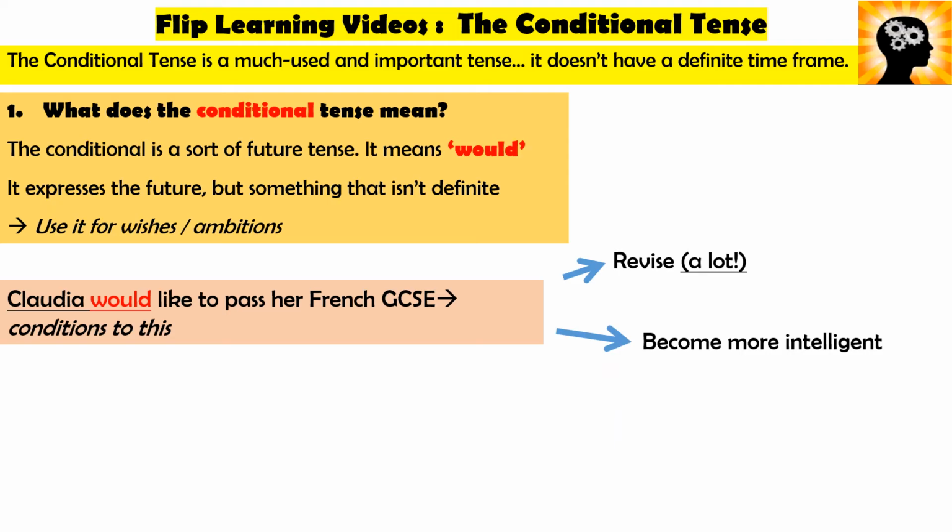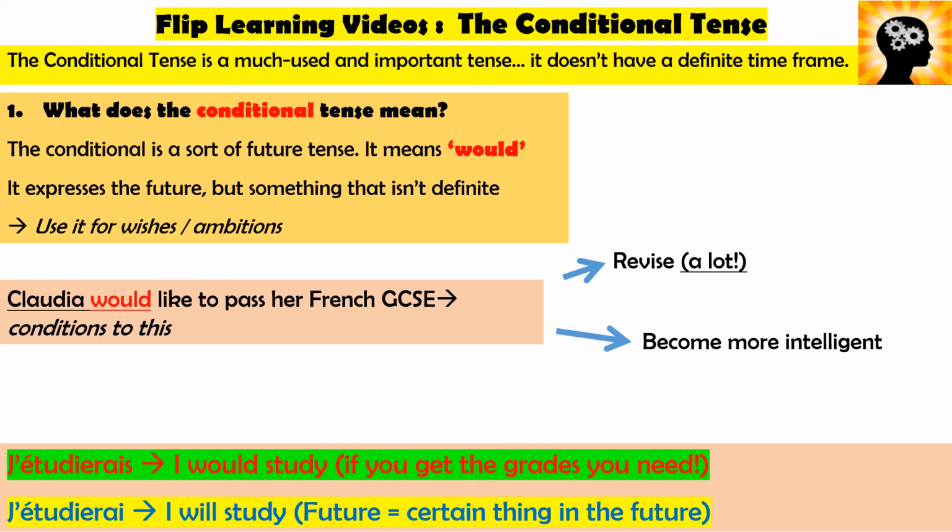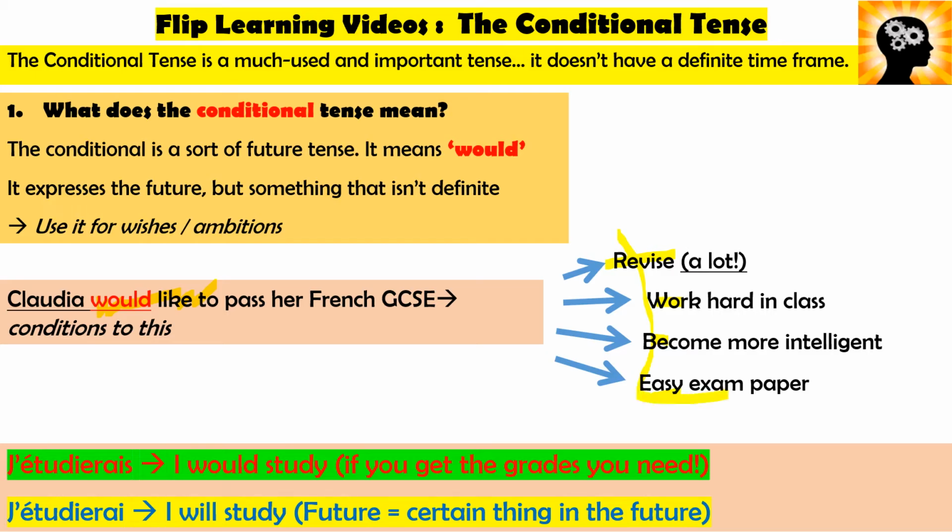She would have to somehow increase her natural ability and become more intelligent than she is currently to pass her GCSE. She needs to work a lot harder in class. She's a bit lazy. And finally, she'd need a really, really easy exam paper, maybe some fault with Excel, to get a pass at GCSE. So all of these four conditions mean this is why we say Claudia would like to pass it. It's what would happen if all these things come about, which isn't going to happen.